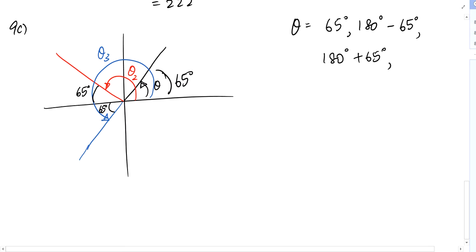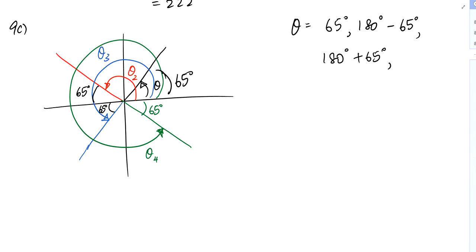And finally, in our fourth quadrant, okay, so this is theta number 4, with this being 65 degrees. Same basic angle. The last one must be 360 minus 65 degrees, and you get the answer. 4 answers. This is a very important skill because we'll be using it when we solve trigo equations.